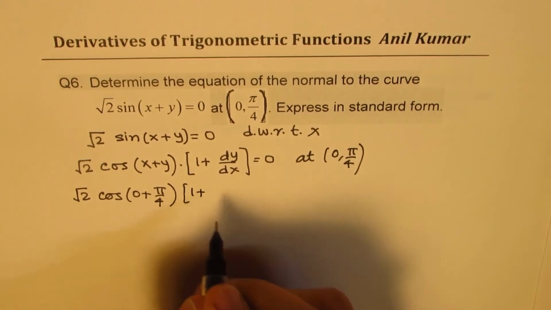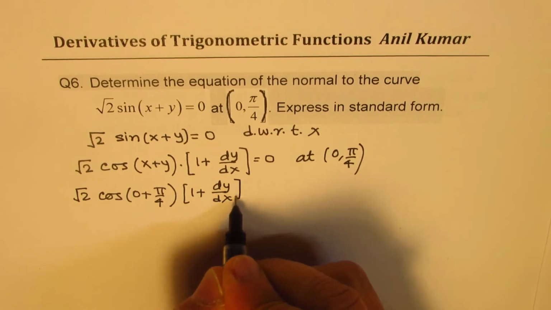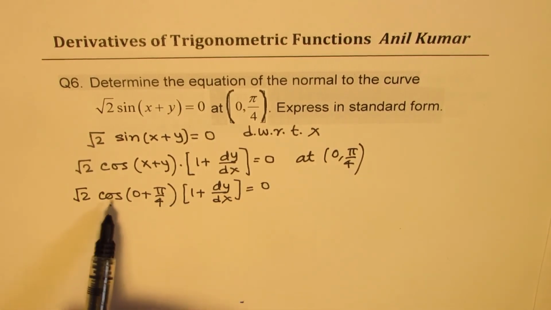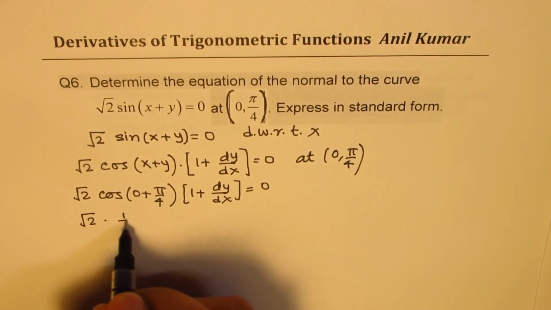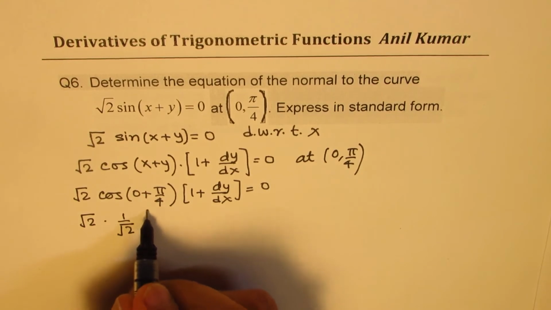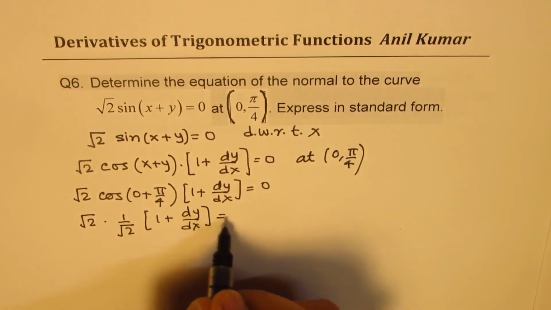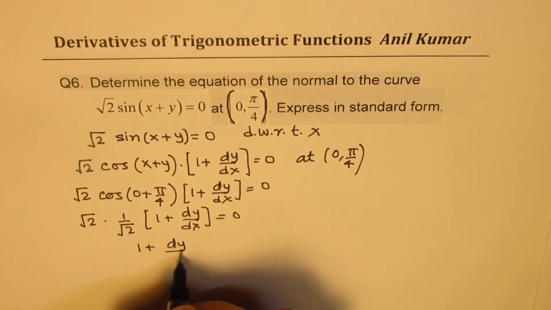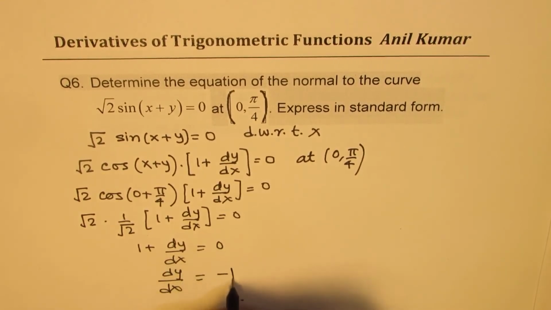And here we have 1 plus dy/dx. So we find the derivative from here. This has to be equal to 0. Okay. So in this equation, we get square root 2 cos of pi by 4, which is 1 over square root 2, and that times 1 plus dy/dx equals 0. And this is 1, right? So we get 1 plus dy/dx equals 0, or the derivative dy/dx is equal to minus 1.